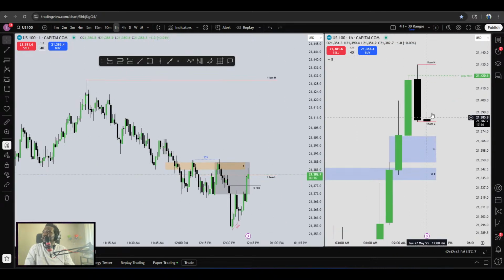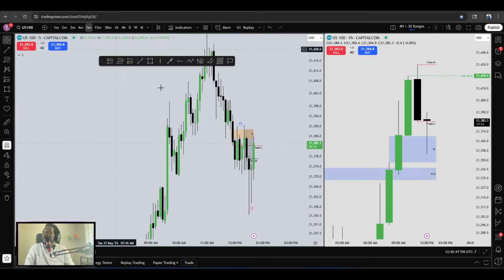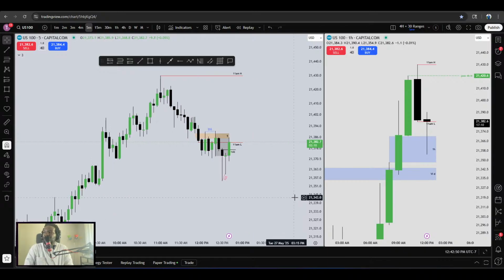So it seems like we're reversing that thing right there. So what else do we have? We have 2 more minutes. We do not enter any trade until that 5-minute candle closes, and it closes in our direction.